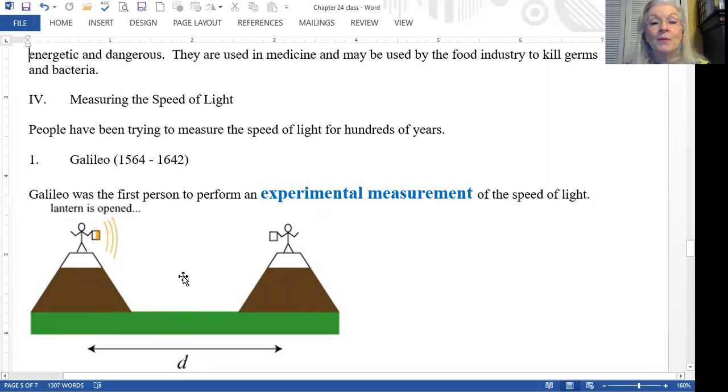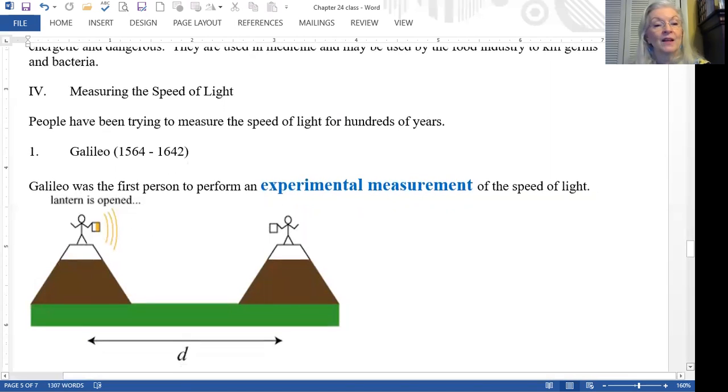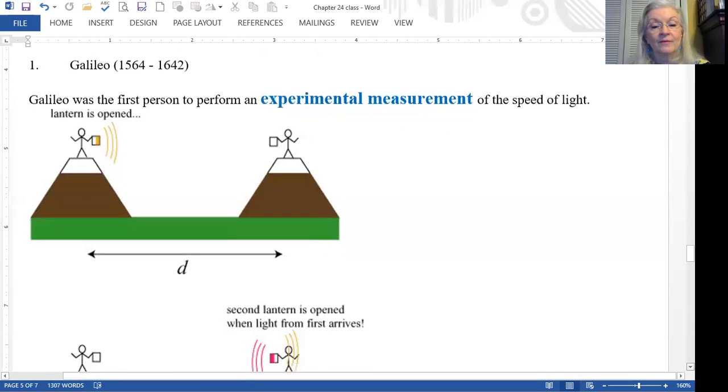The problem is that they didn't have a very accurate way to measure time back in the 1600s. And so the instant the first experimenter removed the shutter on his lamp, the second one removed the shutter on theirs, and the conclusion was that it was an instantaneous reaction, that light travels instantly from person A to person B. There was no discernible lag in time, but Galileo tried.